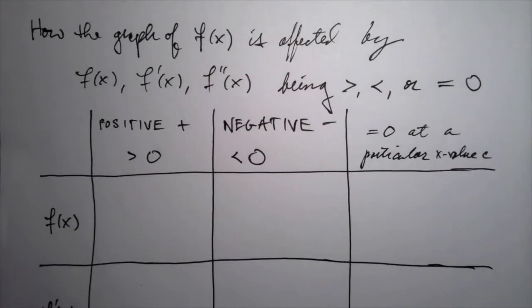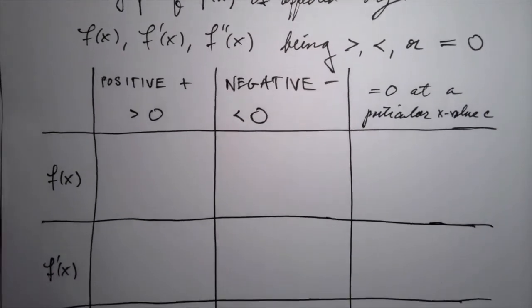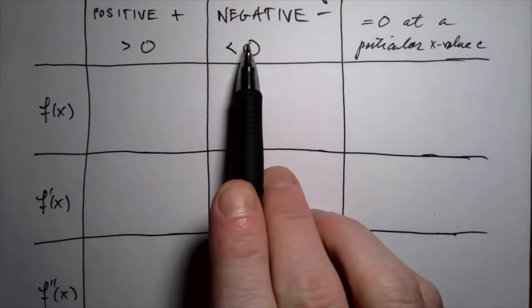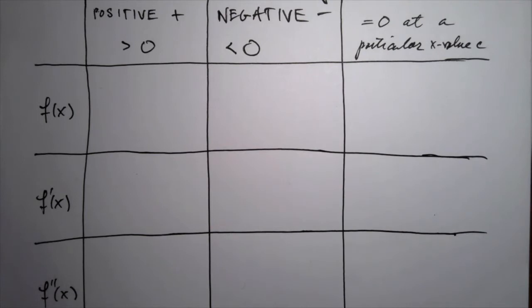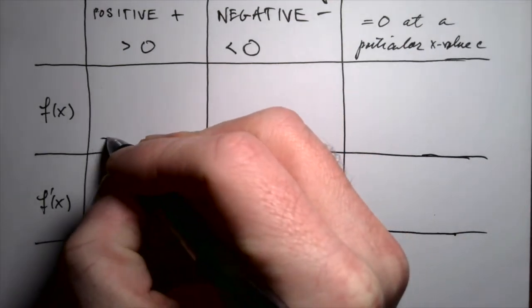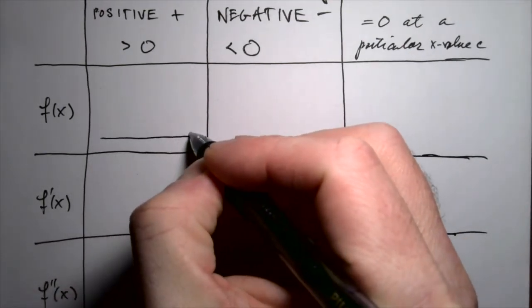Let's start by talking about how the graph of a function is affected by itself, its derivative, and its second derivative being either bigger than, less than, or equal to 0. So I've made a big table here, and we're going to fill it in. In this table, we have these three conditions, being positive, negative, or equal to 0 at some value c. And then we're just going to see what that means when each of these functions has that property.